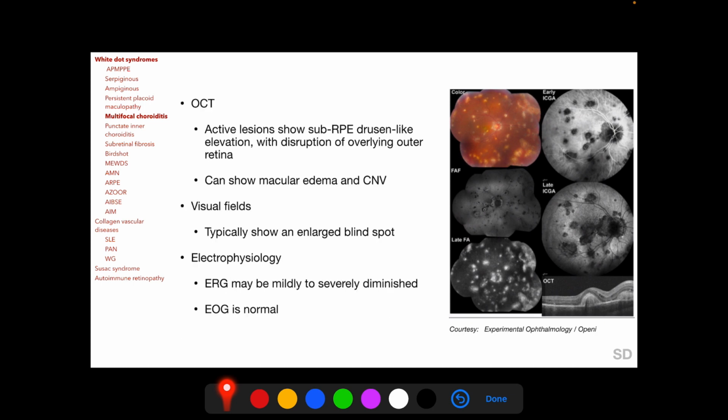On optical coherence tomography, active lesions of MCP show sub-RPE drusen-like elevation with disruption of the overlying outer retina, and it can also reveal macular edema and choroidal neovascularization. On visual field testing, MCP typically demonstrates an enlarged blind spot, and on electrophysiology, ERG may be mildly to severely diminished, but EOG is normal.